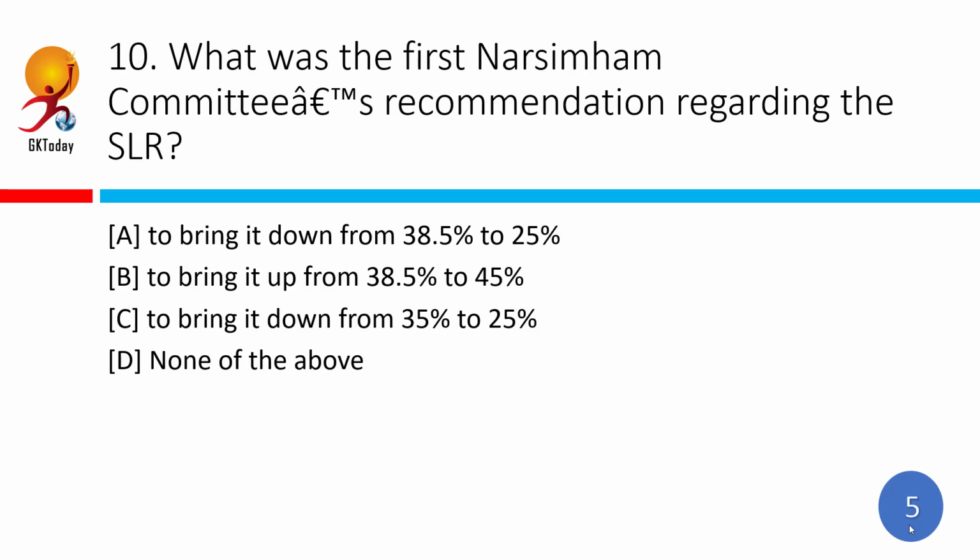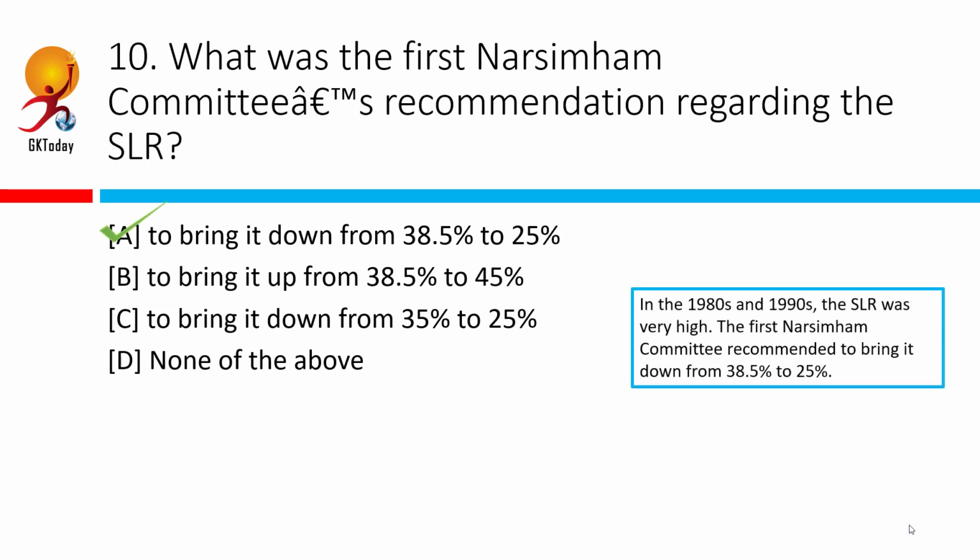What was the first Narsimham Committee's recommendation regarding the SLR? Correct answer is, it asked them to bring it down from 38.5 to 25%, which happened in 1980s and 1990s. At that time, SLR used to be very high, and the committee recommended that it should be brought down. And the current SLR right now, as of September of this year, is 19%.